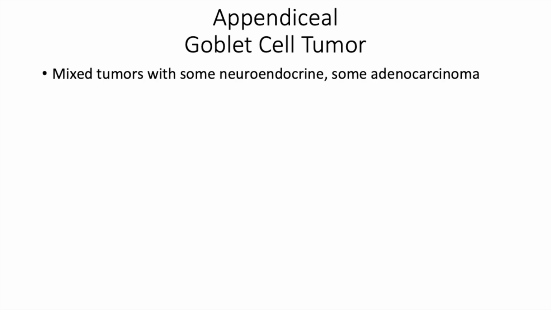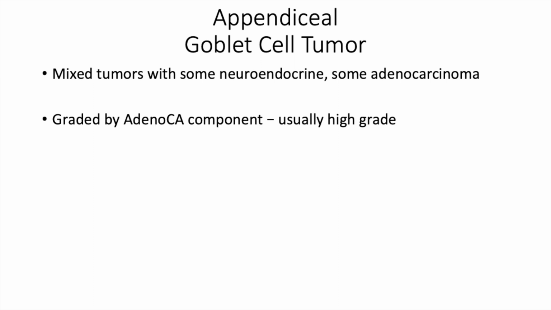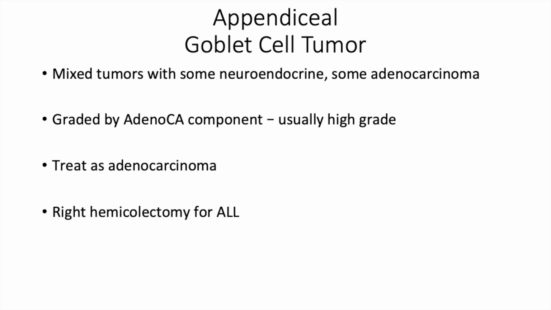One quick word on appendiceal goblet cell tumors. They like to ask this on tests. So this used to be thought that it was a variant of neuroendocrine tumors, but really what it is a mixed tumor with some neuroendocrine elements and some adenocarcinoma. It's graded by the adenocarcinoma component, and it's usually a high-grade tumor. These tend to be fairly aggressive. So you treat them as an adenocarcinoma, and you do a right hemicolectomy for all of these tumors.